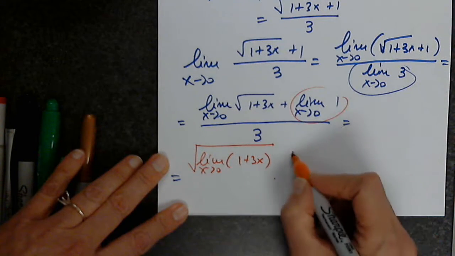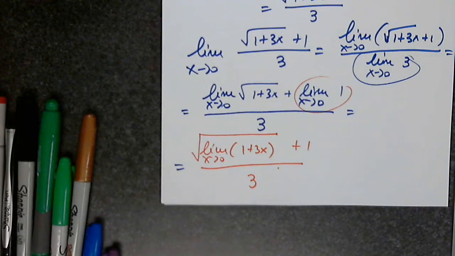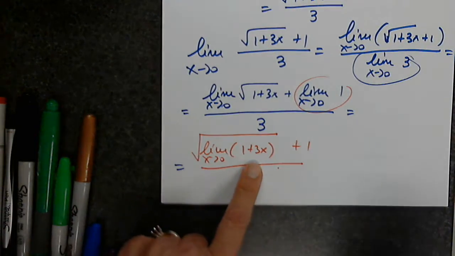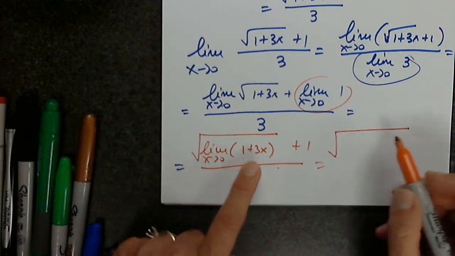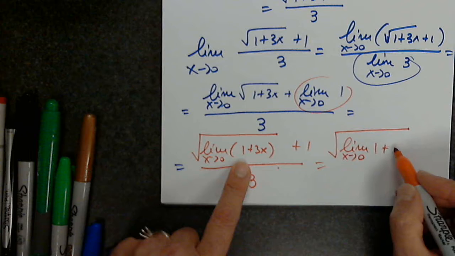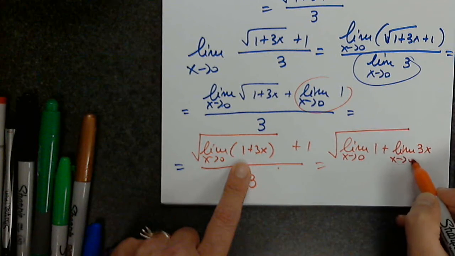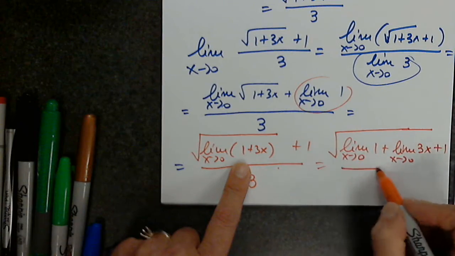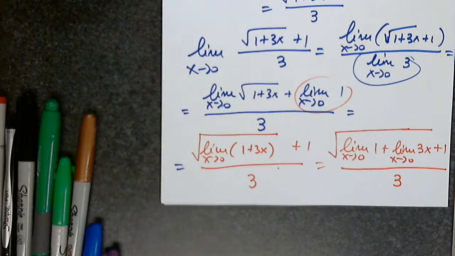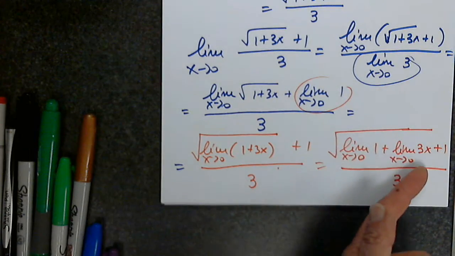Now I'm done with this. It's positive 1 divided by 3. Now inside I have the limit of a sum. So this will be the square root of the limit of 1. So I'm applying every possible limit law in case I'm allowed to. And then I'll say the limit of 1 is 1, the limit of 3x will be 0.